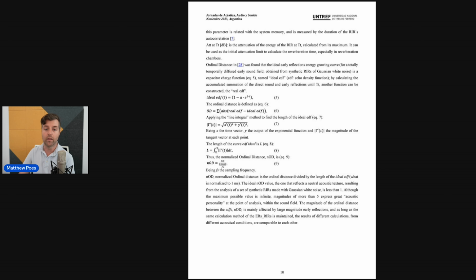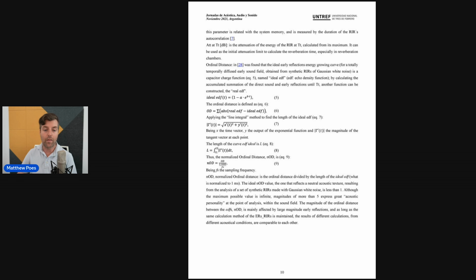All right, so let's get into ordinal distance. This is the one I was telling you. So the normalized ordinal distance allows you to look at this across measures that are done in different rooms, but it's first based on an ordinal distance analysis. And so it was found that the ideal early reflecting energy growth curve for a totally temporally diffused early sound field obtained from synthetic room impulse responses of Gaussian white noise is a capacitor discharge function named an ideal EDF. EDF is echo density function. By calculating the accumulated summation of the direct sound and early reflections until the transition time, another function can be constructed, the real echo density function.